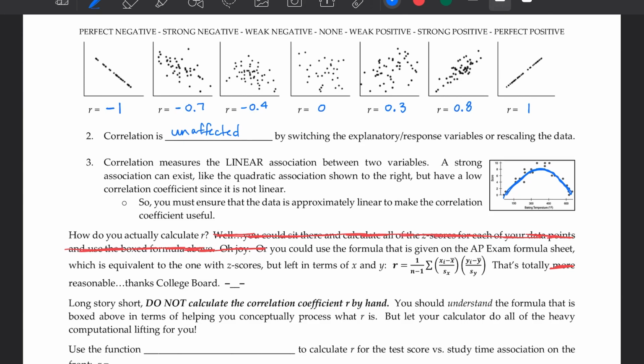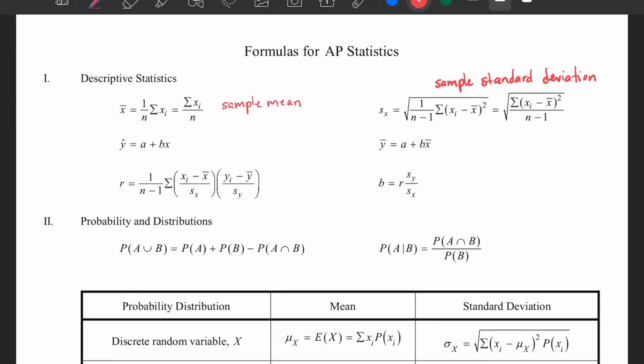So a lot of people want to know, how do you really calculate R? And I forgot to delete some things as I was making this worksheet, so if you want to cross off those sentences because they reference things that aren't actually there. What you can do is use the formula that's given to you on the formula sheet. If you want to pull that out, I'm going to bounce over there real quick.